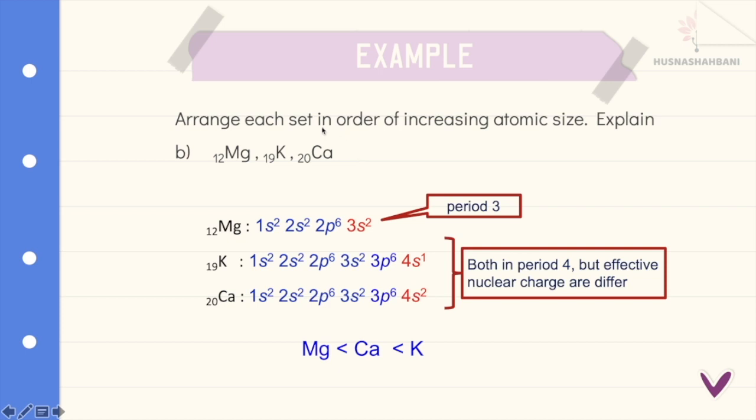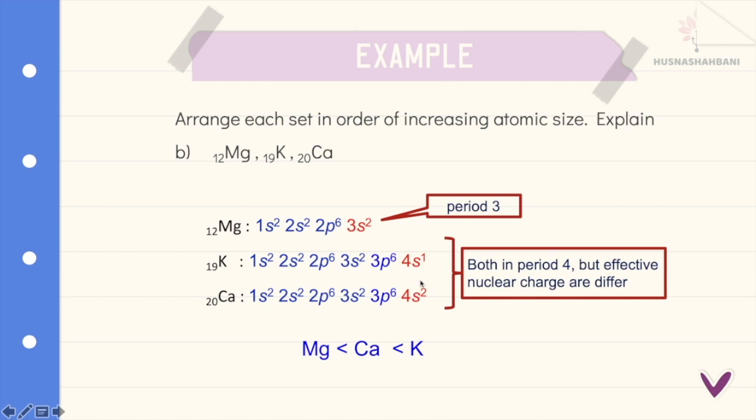Arrange each set in order of increasing atomic size and explain. Now, write the electronic configuration. Look at the N values. Magnesium has the smallest N value, so it must have the smallest atomic size.